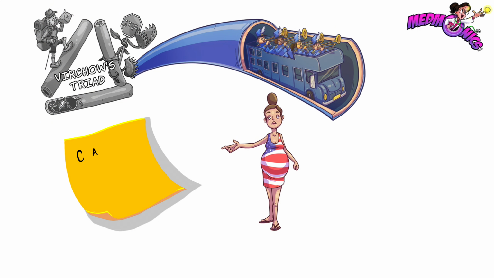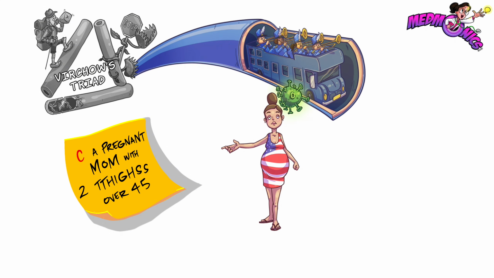Now this is the Medmonic to remember all of the risk factors for getting a DVT. It's in the form of C, a pregnant mum with 2 thighs over 45. Now test yourself at the end and see if you can remember it. Pause and review for the benefit of active learning. Okay, so C is for COVID. Not all viruses can cause them, but COVID might.